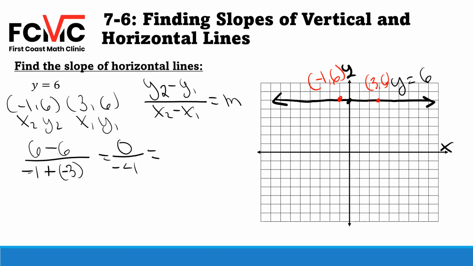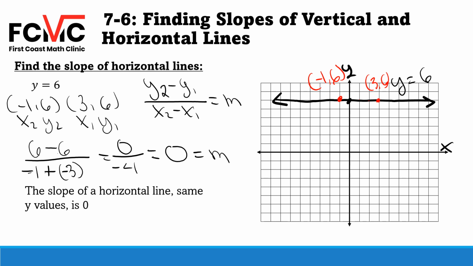Now, it doesn't matter what our denominator is here. If 0 is in our numerator, the answer here is going to be 0. So our slope is 0. So this gives us our rule for the slope of a horizontal line. The slope of any horizontal line, where we have the same y value, because we notice here from our points, our y values are the same, is going to be 0. All right, so for any horizontal line, our slope is going to be 0.